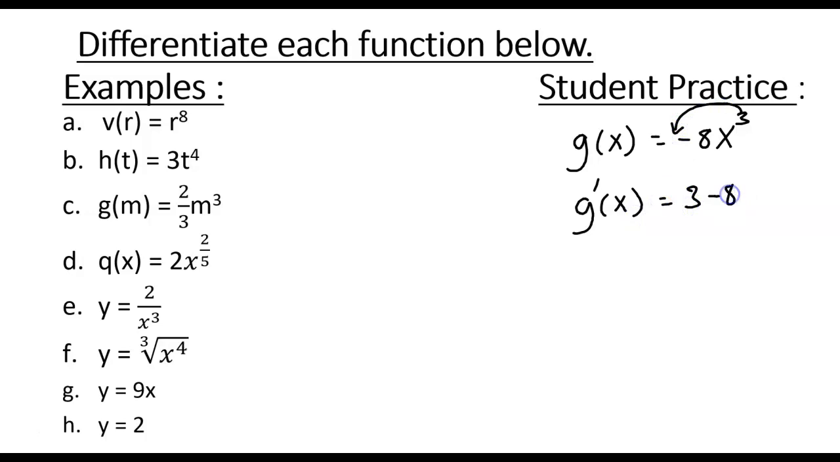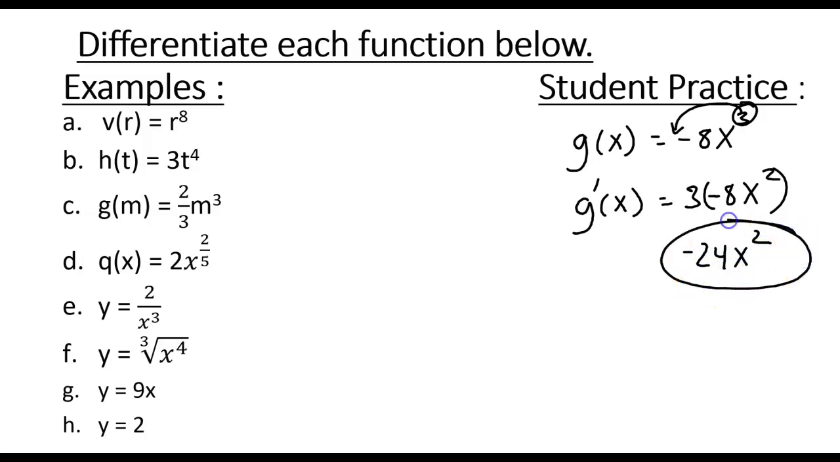You don't want to write it like this because that looks like it's 3 minus 8, right? So what I would encourage you to do is to go ahead and put this thing in parentheses. I just wouldn't put 3 minus 8 because that looks like subtraction, right? And then we're going to take 1 away from the power, which is 2. So we have 3 times negative 8, which is negative 24, and then we have x squared. So that's our final answer there for the derivative of the g function.